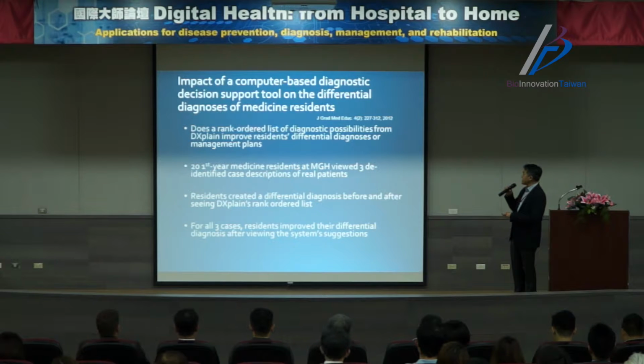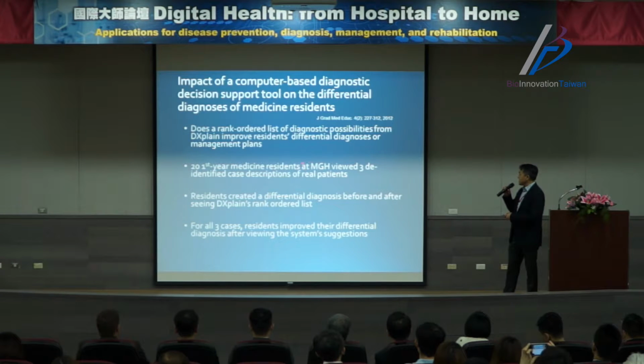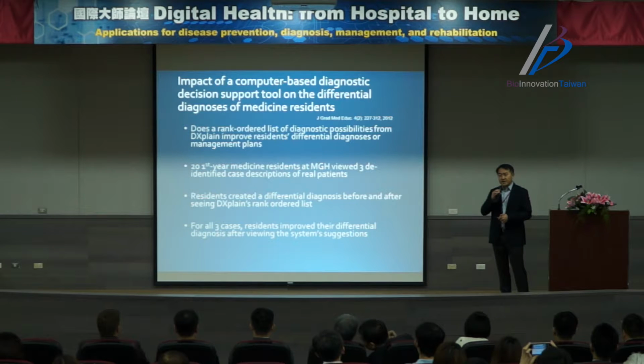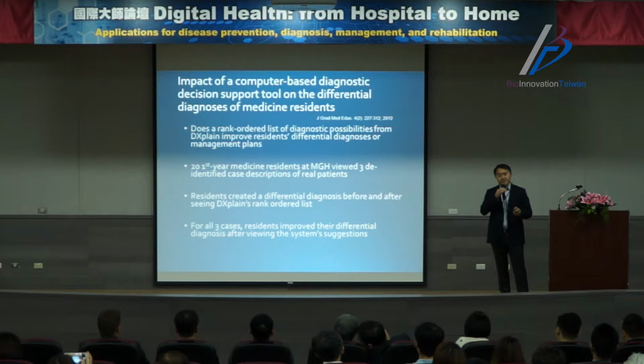What we did in this study was we showed a rank-ordered list of diagnostic possibilities from DXplain to residents for specific cases that they read. And so what they did is they would look at several de-identified case descriptions of real patients and create their own differential diagnosis. Then they would run this through DXplain, and then they would create a second differential diagnosis, and we compared how their first one compared to the second one.